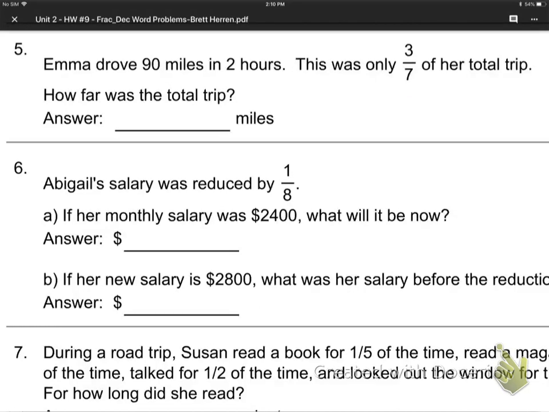All right. I mean, they won't change because I just made them myself. They're not from the program. I just made them. Emma drove 90 miles in 2 hours. This was only 3/7 of her total trip. How far was the total trip?